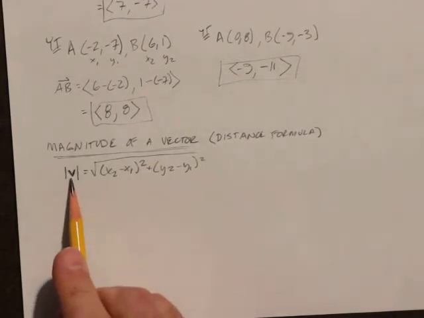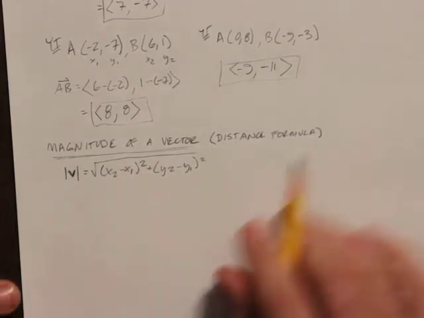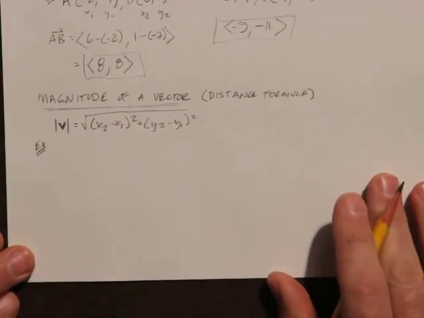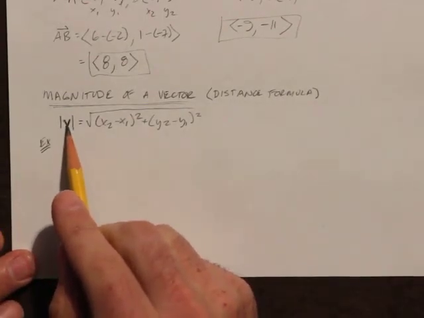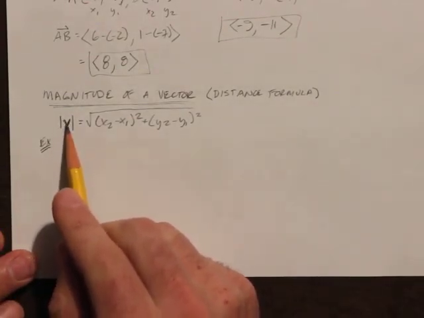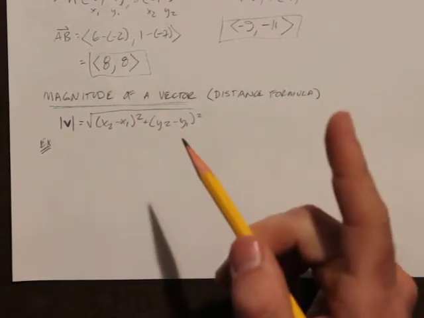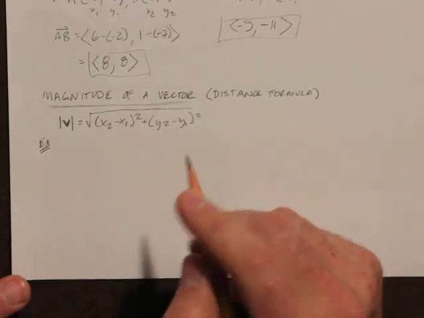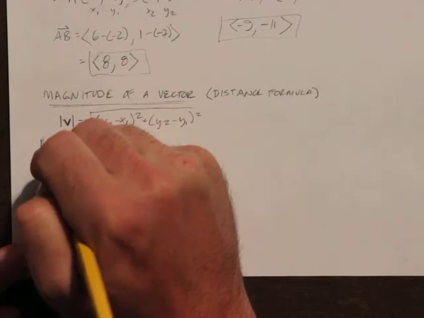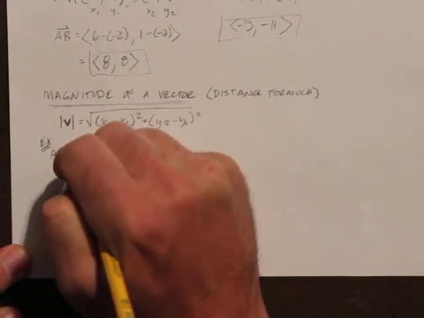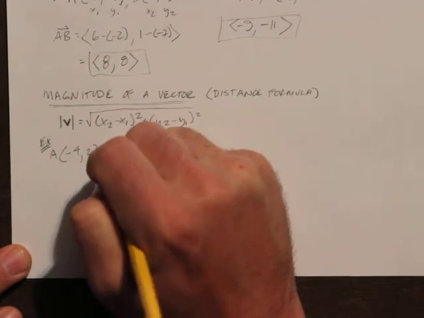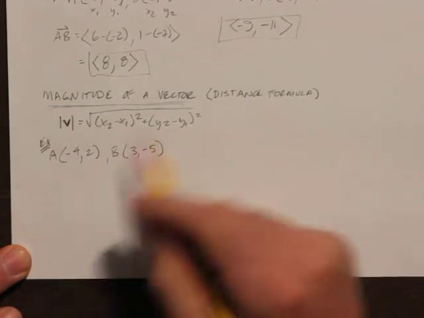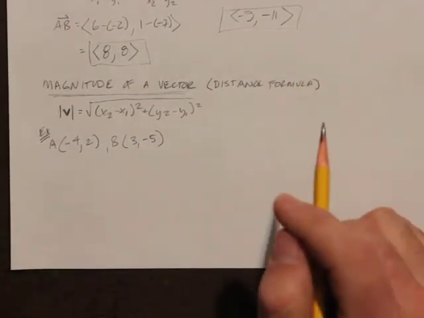Think about why this needs to be absolute value here as I start this example. This needs to be positive. We use the absolute value to say this needs to be positive because a distance cannot be negative. A distance or a magnitude here needs to be positive. All right, so here's your example. A is -4, 2, and B is 3, -5. So we just need to plug in these values to find our magnitude or our distance.